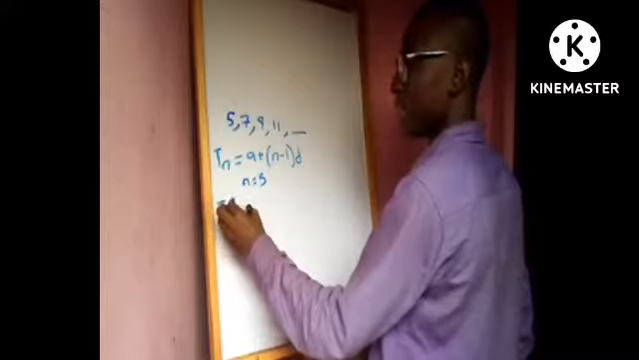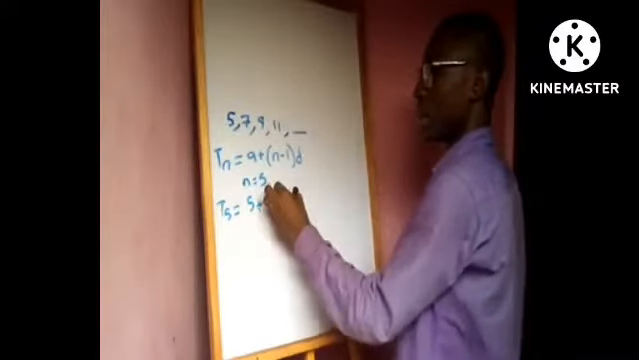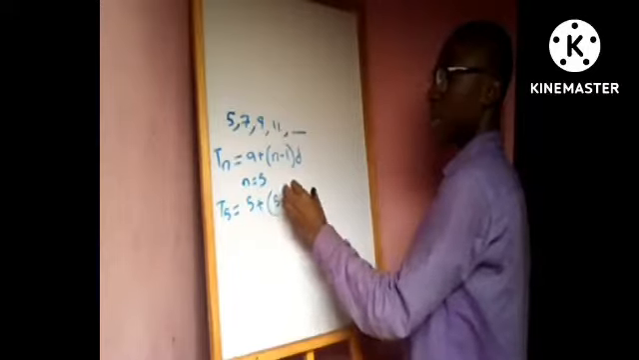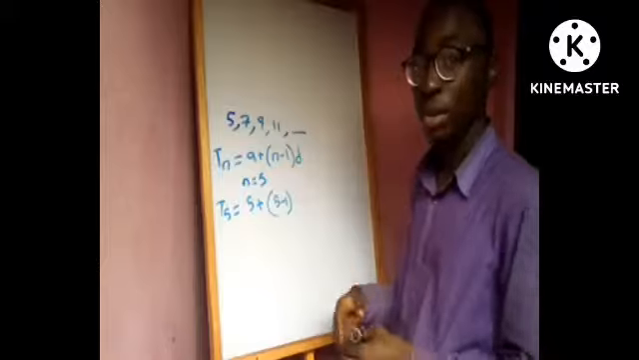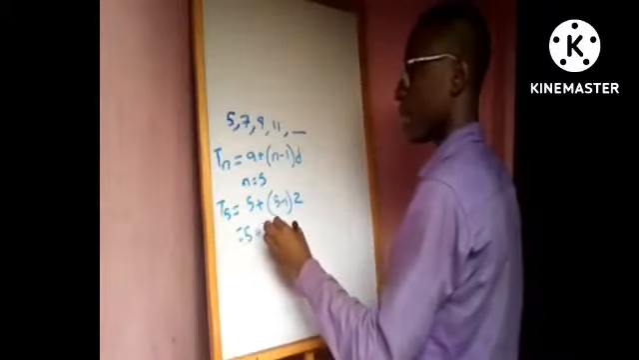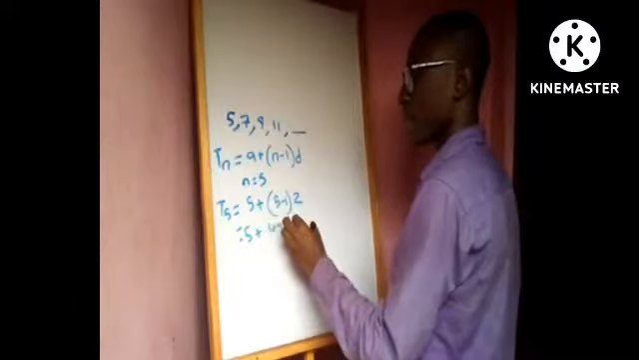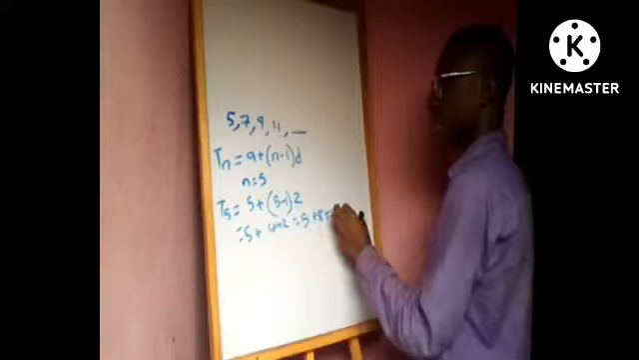That means the 5th term, T5, equals the first term, 5, plus open bracket n minus 1, which is 5 minus 1, times the common difference, which is 2 since we keep adding 2. That would be 5 plus 5 minus 1, which is 4, times 2. That's 5 plus 4 times 2, that's 8. 5 plus 8 is 13. So our next term will be 13.